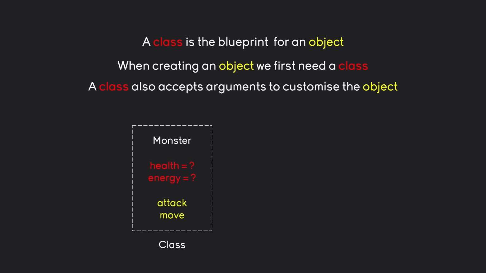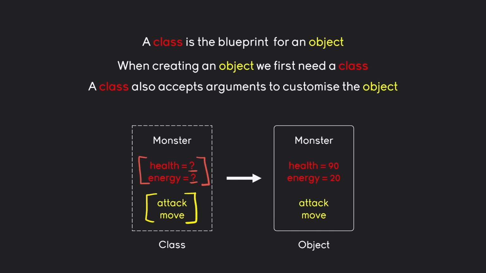For example, this would be a class. We have a class, and this class has 2 attributes, health and energy. And right now, the value for both of these is not being set. This we do when we actually use this class to create an object. But this class also has 2 methods, attack and move, and those do not change. And basically what we're doing is use this class to create the object, and in the process, we are giving it the specific values for health and energy. So in this case, the monster is going to have 90 health and 20 energy.